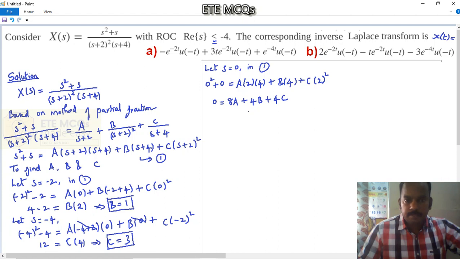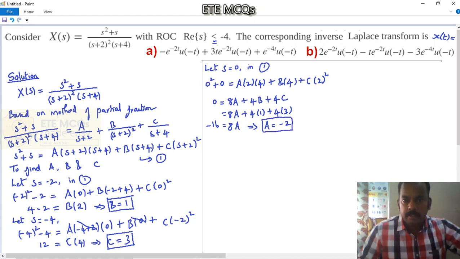Substitute b and c. Upon substitution of b and c, you get 8a plus 4 into b is 1 plus c is 3, so you get 4 into 3. Altogether it is 16. So 4 plus 12 is 16. I take the 16 to the other side. I get minus 16 is equal to 8a, which implies a is equal to minus 2. Minus 16 by 8 is nothing but minus 2. So we have got a, b and c.